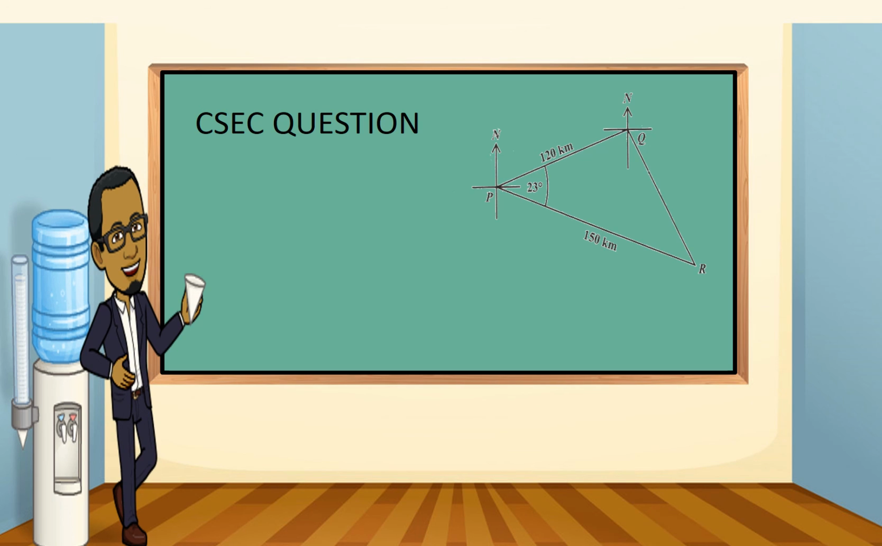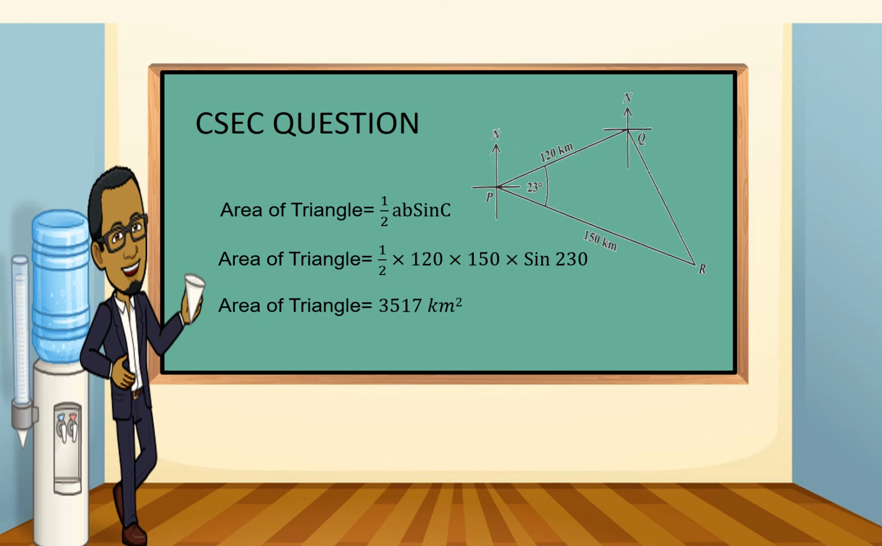Okay, we substituted our values into the formula half AB sine C and found the area to be 3,517 squared kilometers. This was done by multiplying half of 120 multiplied by 150 multiplied by sine 23. You guys are just awesome.